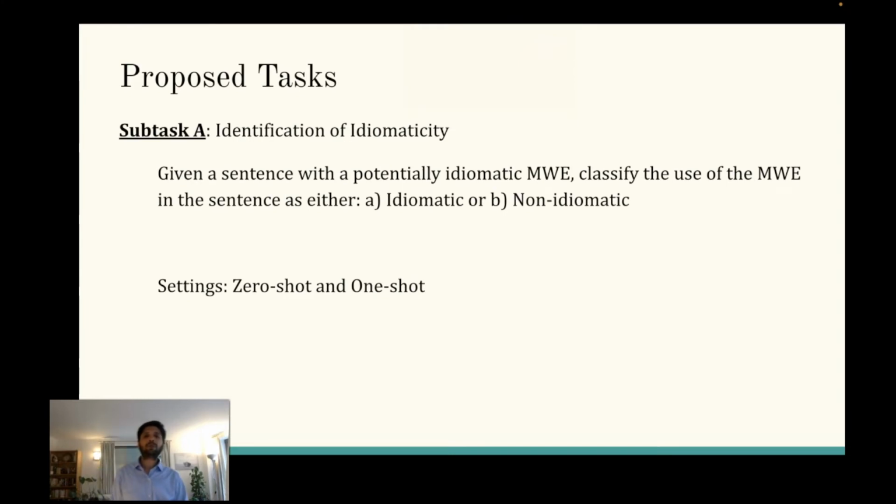As such, we propose a task with two subtasks. The first subtask is the identification of idiomaticity. Here, participants are provided with a sentence that contains a potentially idiomatic expression, and they are required to label it as either idiomatic or non-idiomatic. As such, it is a binary classification task. We present this task in two settings: one, the zero-shot setting, and the other, the one-shot setting.